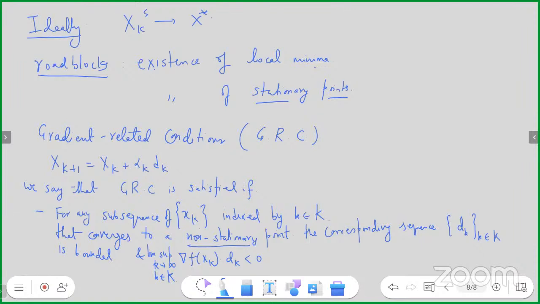So now let's try to prove our first result really. All we'll need is GRC under the Armijo rule. So GRC is for d_k, Armijo rule for alpha_k. And we'll try to prove that wherever it's converging, it cannot be a non-stationary point. That's what we'll try to prove. Okay.